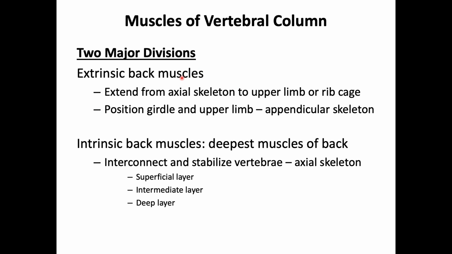So there's two major divisions here along the vertebral column. There's the extrinsic back muscles, but these are involved more in positioning the girdles and upper limbs, so therefore they're part of the appendicular skeleton here. But today we're going to focus on these intrinsic back muscles. These are the deepest of the back muscles, and they have three different layers here and are involved with either interconnecting vertebrae or stabilizing the vertebrae, part of the axial skeleton here. So superficial, intermediate, and deep. So let's take a look at those here.